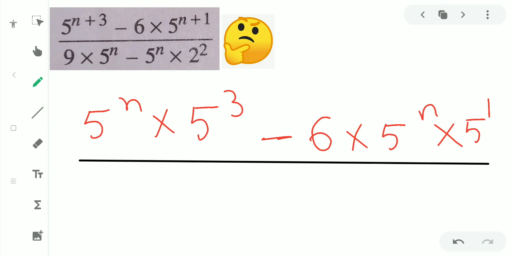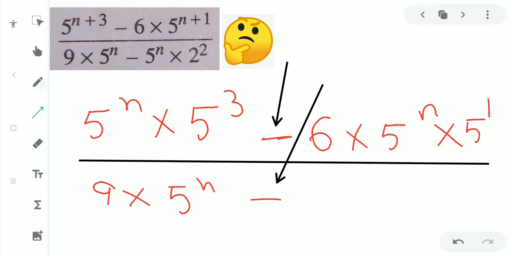you are having 9 into 5 power n, minus, which is the separator of the denominator, and 5 power n into 2 square.